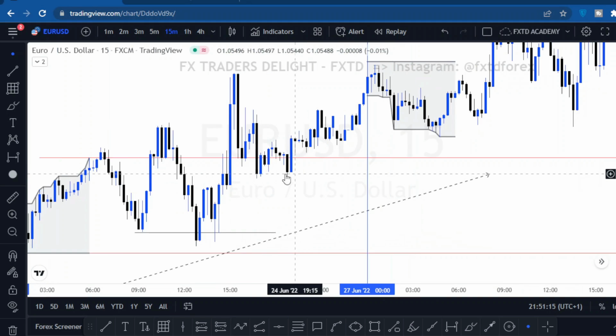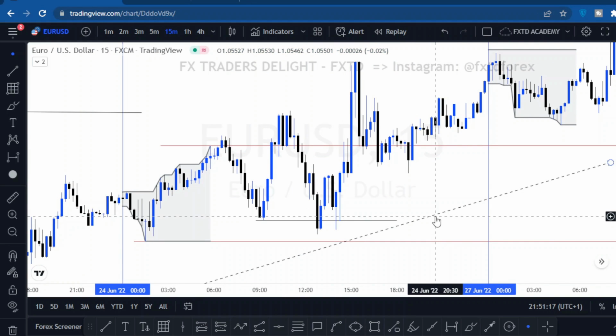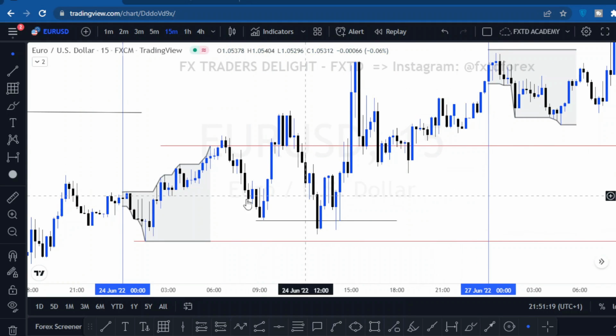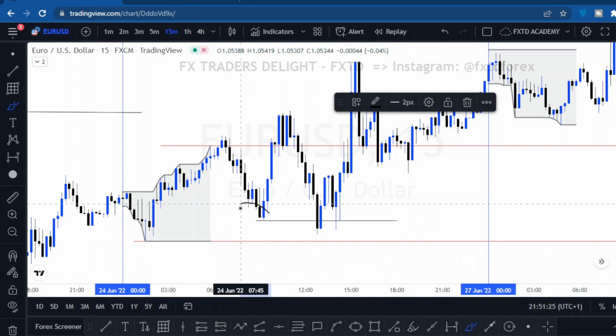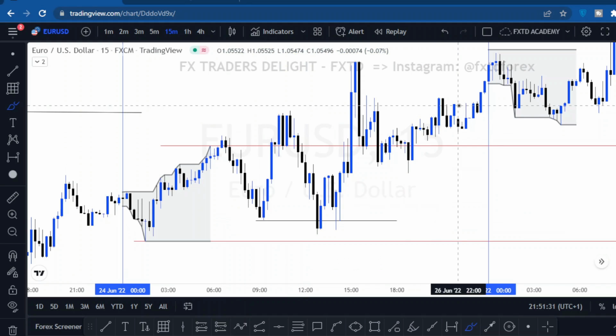Now what we see here, let me take this out, is that there's an extension of price to the downside to do what? To take out this particular low. Now why did price take out this low? It is because it is the actual low of the day that has been pinned, aside from this Asian low.